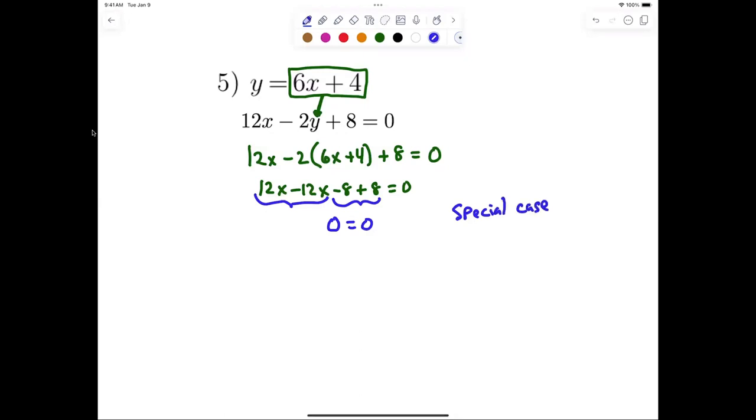It's a special case. Tell me what it is. Yeah, there's an infinite number of solutions. The reason why we say there's an infinite number of solutions is because it is the same line.